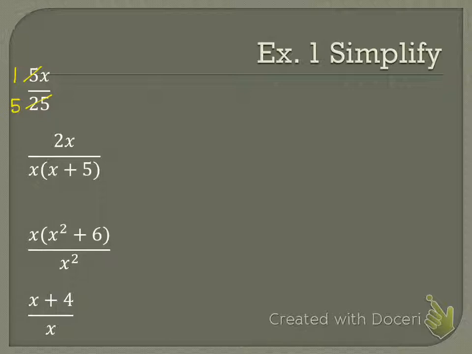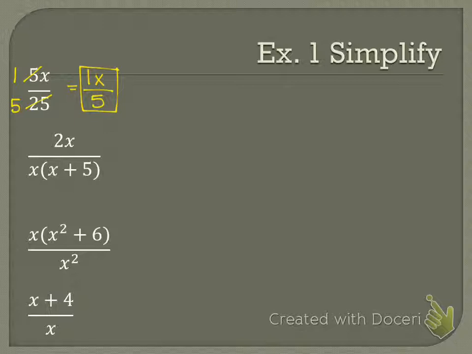Now I'm going to look at the x and I'm going to ask myself, is there another x for this x to cancel with? No, there's not. So he stays right where he is, and my answer is 1x over 5. Now, if you would have just written x over 5, that's okay also. You don't have to write that 1. So that would be my answer. That's all we're doing, just reducing fractions.